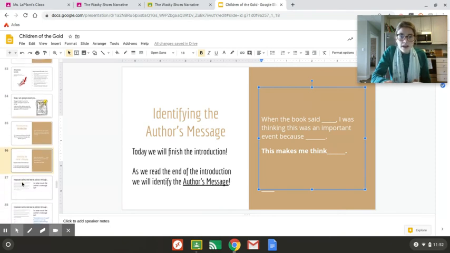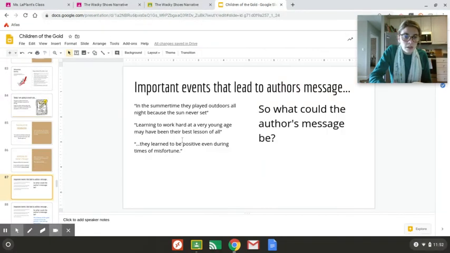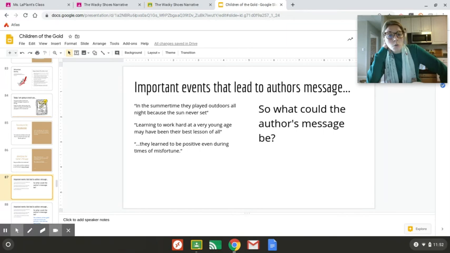So let's look at some of the evidence that points us to the author's message that we just read there. Some of the quotes that stuck out to me for important events that led to the author's message was on page 8 when it said, in the summertime, they played outdoors all night because the sun never set. So they played all night because they were working all day. So that I felt like was important. Also on page 8 in the next paragraph, it said, learning to work hard at a very young age may have been their best lesson of all.